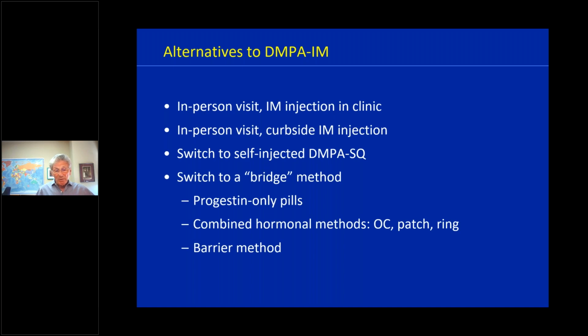And then finally, we would advise her that she had the option of switching to what's called a bridge method. She can use progestin-only pills. She can use a pill, patch or ring. She can use a barrier method. Instead of Depo, she wants to come into the clinic for a visit. But in her case, she chose to give it a try, to give herself a self-injection of Depo sub-Q. Next slide.